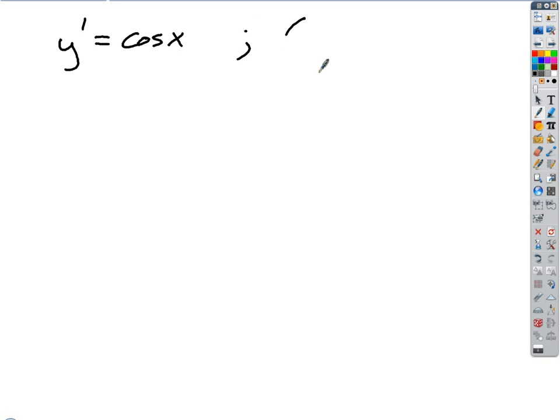and we know that the function goes through the point 0, 4. Can we solve this differential equation? At least, like, you change it to sine.